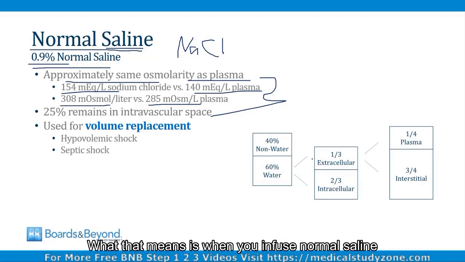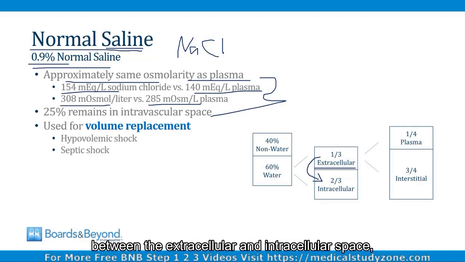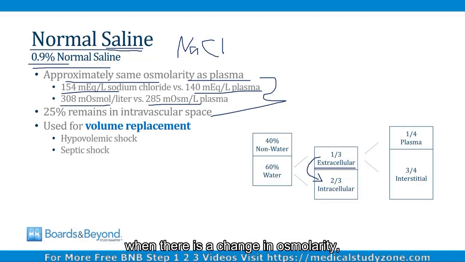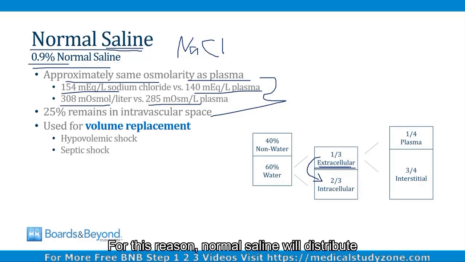What that means is when you infuse normal saline into a vein, it will enter the extracellular space and it will stay there, because fluid only moves between the extracellular and intracellular space when there is a change in osmolarity, and there's no significant change in extracellular osmolarity when you infuse normal saline.